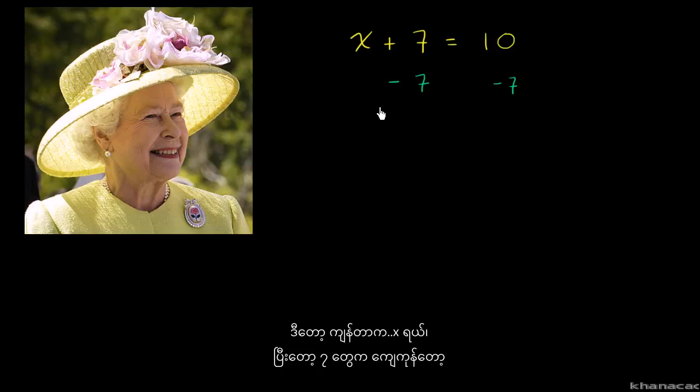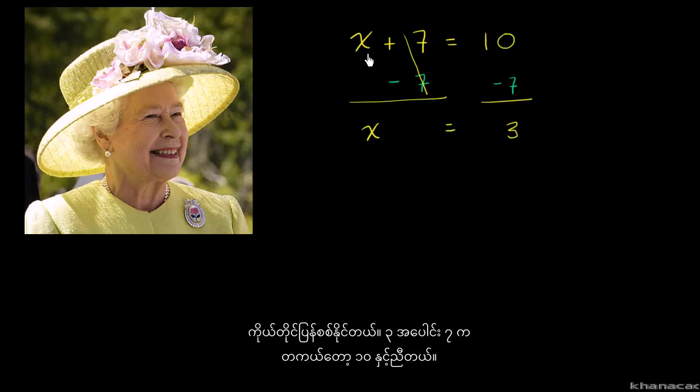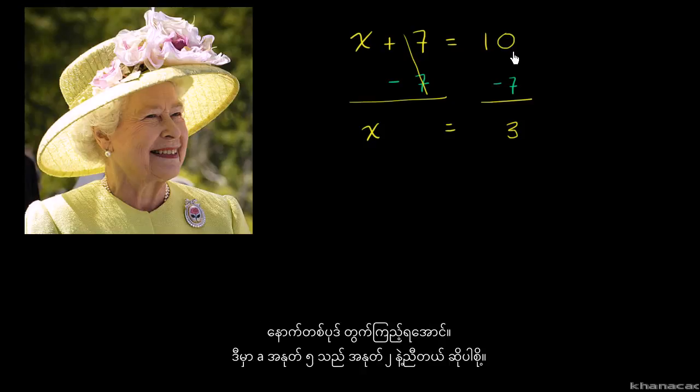And so what we're going to be left with is x, and then the 7's cancel out, is equal to 10 minus 7, which is equal to 3. So that unknown is 3. And you can verify it. 3 plus 7 is indeed equal to 10.